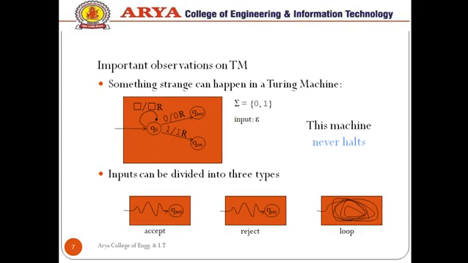When it reads the value 0 and when it reads the value 1, it gives 3 values for this. That means this machine never halts. That means this process can never be stopped. There are 3 inputs that can be divided into the 3 types.